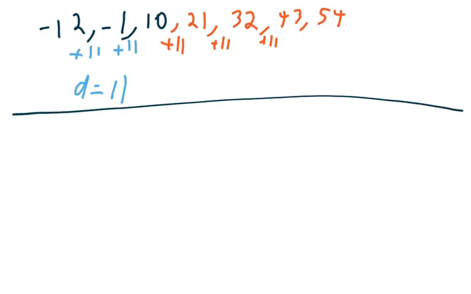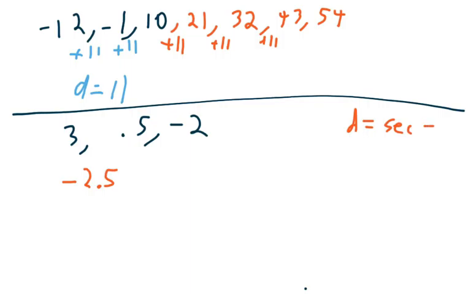We do it again on the next problem, where we have 3, then 0.5, then negative 2. So this time we are going to do what each time? We are going to go down by 2.5. If you're ever not sure how to find d, you can always take the second number minus the first number. So in this case, 0.5 minus 3 equals negative 2.5.